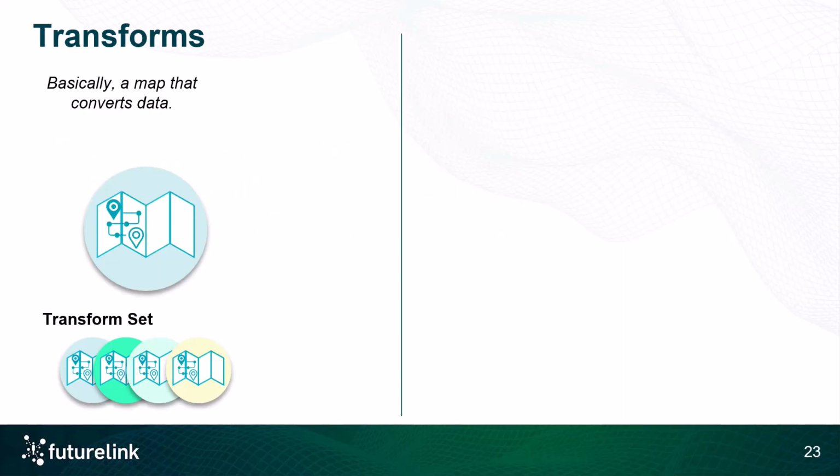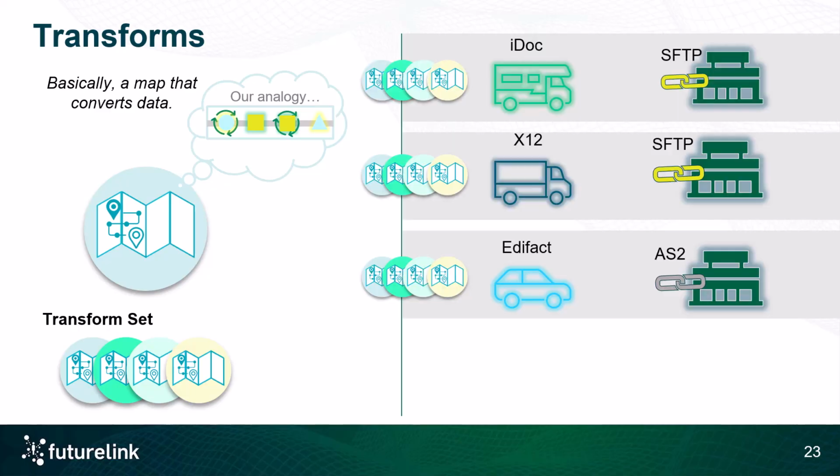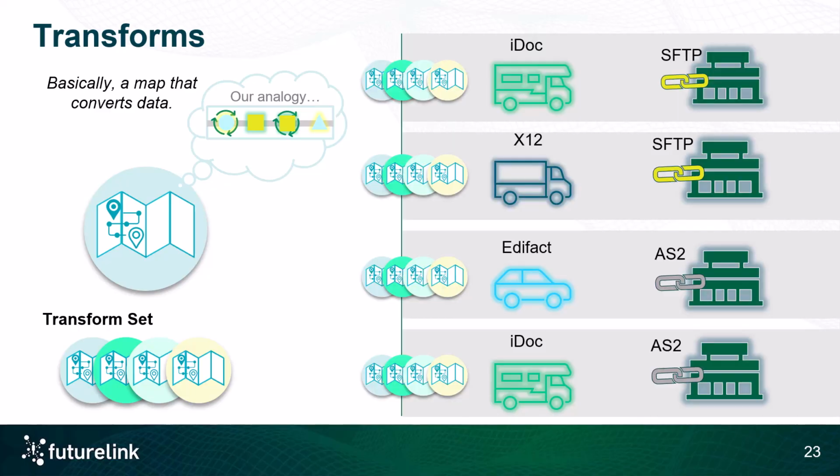As mentioned earlier, a transform is basically a map that converts data from one format to another, such as IDOC to canonical, canonical to X12, and a transform set is a collection of transforms. From our analogy, this is the packaging change from round to square to triangle. For every B2B connection type and choreography combination, there will be a transform set. Just as a reminder, a B2B connection type would be AS2 or SFTP. A choreography basically refers to an EDI format like X12 or EDIFACT.